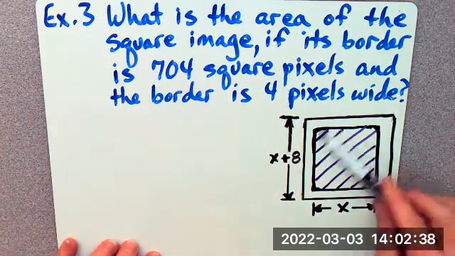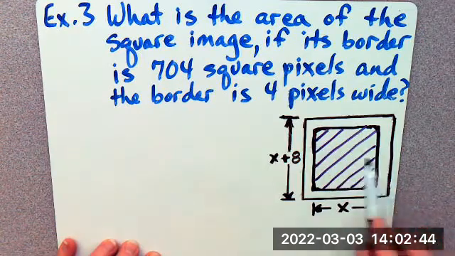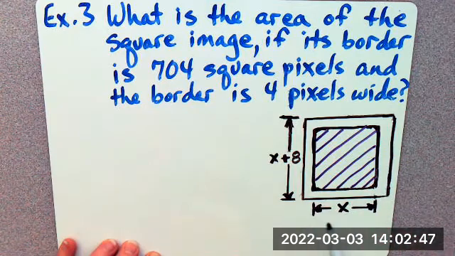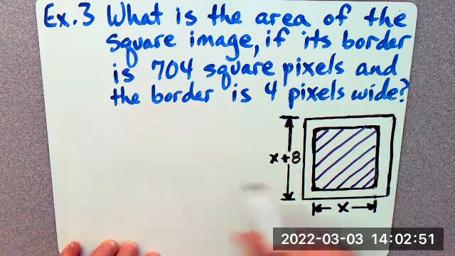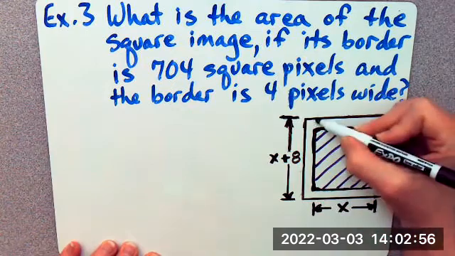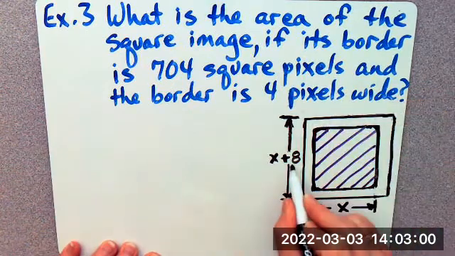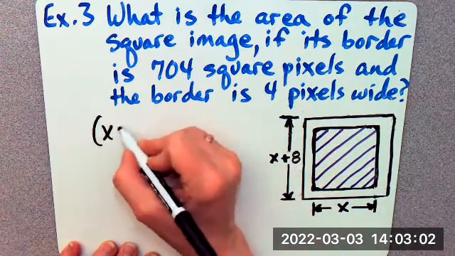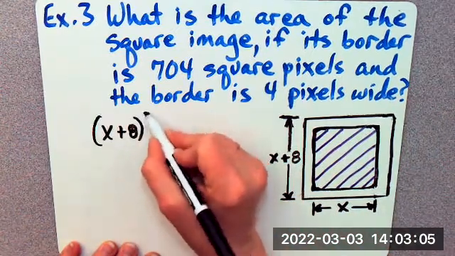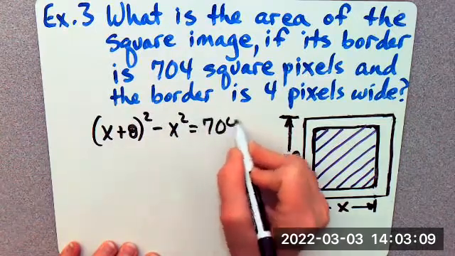So what we're going to do is take the total area, including the border and the picture, and then we are going to subtract the picture. If this is 4 inches wide, then that's 4 inches wide here. So 4 plus 4 equals 8. So then we have x plus 8 squared minus x squared equals 704.